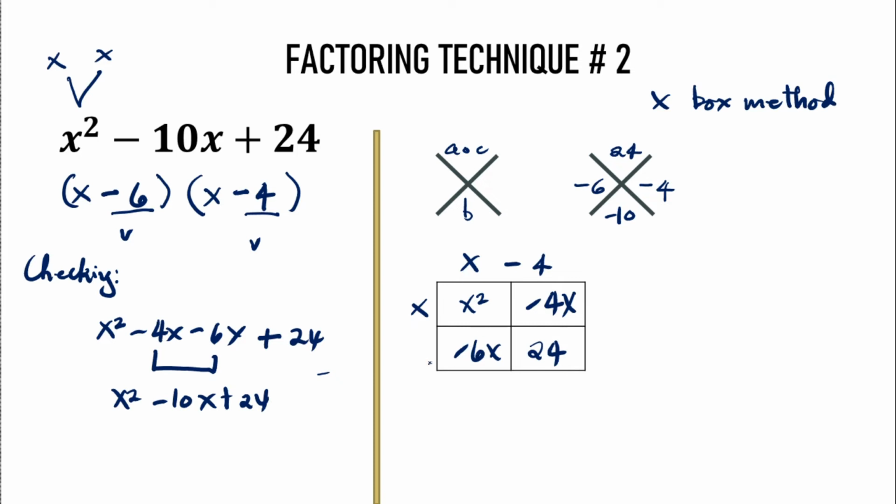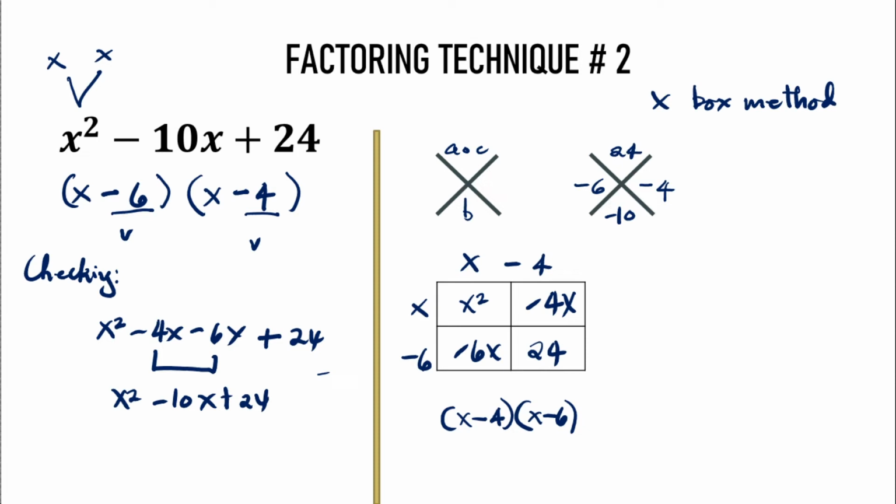Magiging negative 6x. The answer is negative 6. By looking at the terms na nalagay natin, so the factors are x minus 4 times x minus 6, which is same dito sa ginawa natin sa factoring technique na kakaturo ko pa lang kanina.